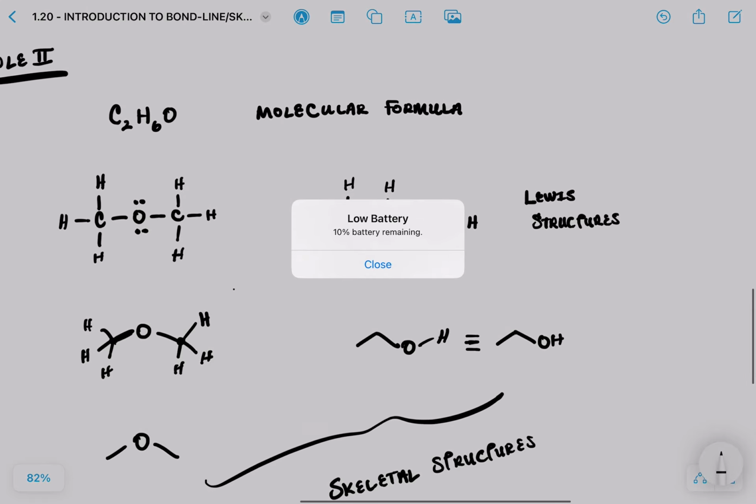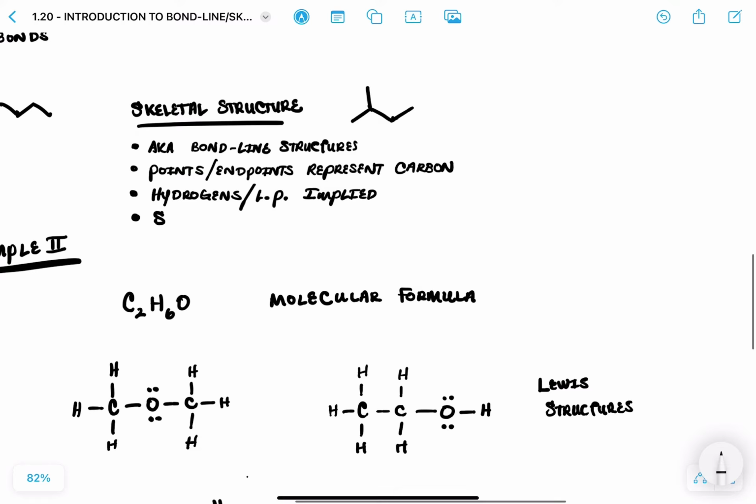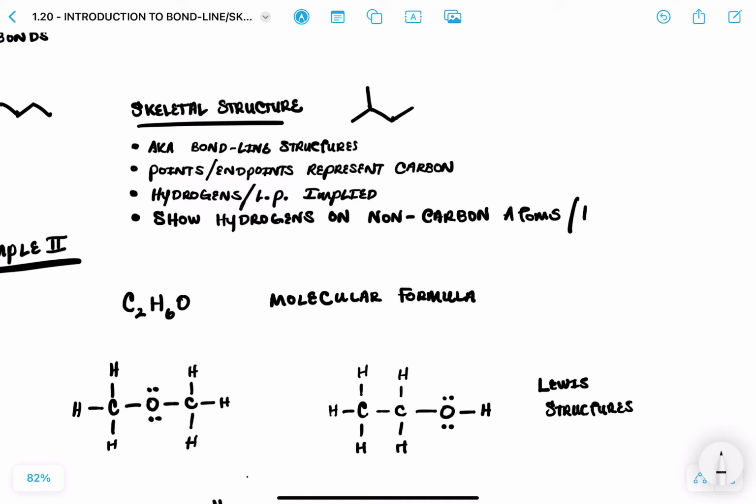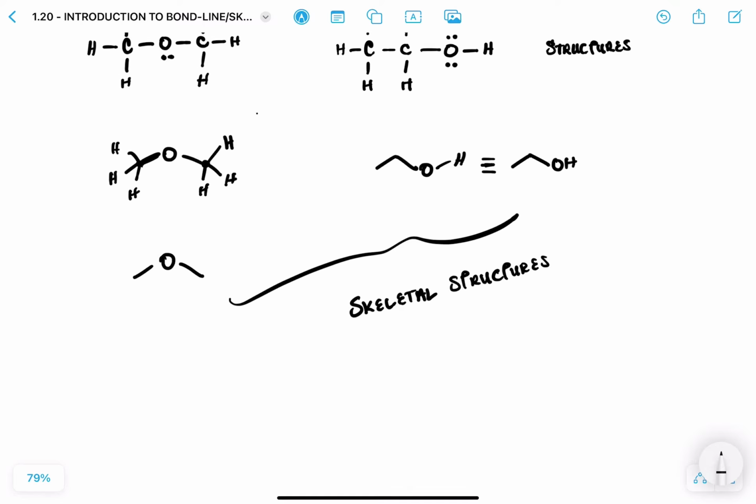Okay, now one thing that we want to add to our skeletal structure definition is that we show hydrogens on non-carbon, or also known as heteroatoms. So we show hydrogens on heteroatoms. All right? And so now we'll keep working on another example.